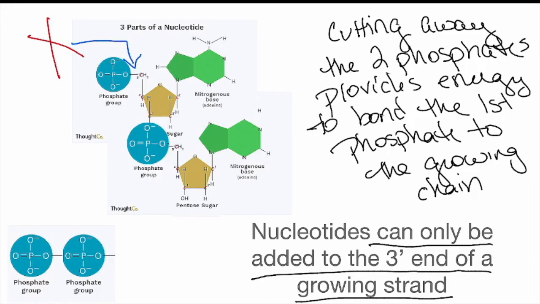So a little preview of what's coming up. The big take home here is that nucleotides can only be added to the 3' end of a growing strand. And that is going to be a big theme that's going to be really important to remember over the coming weeks.